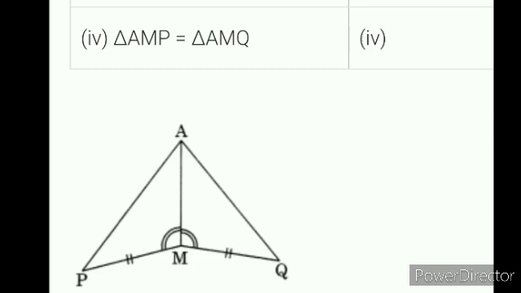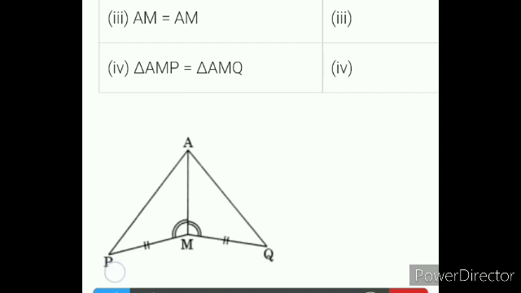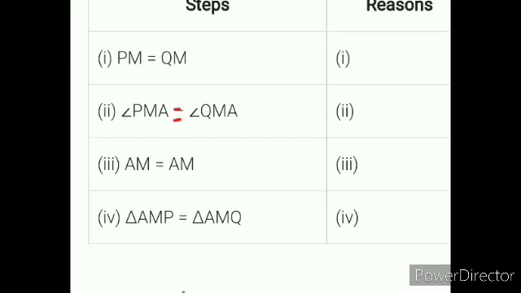Next, angle PMA is equal to angle QMA. Look at the figure, angle PMA is this portion, and angle QMA. In a similar way, these two angles are marked, so it is also given in the question. So we should write "given".